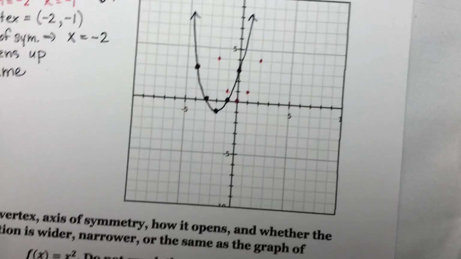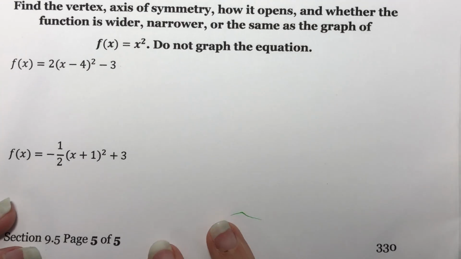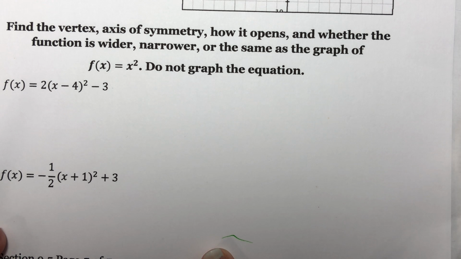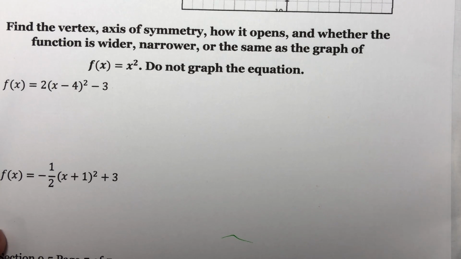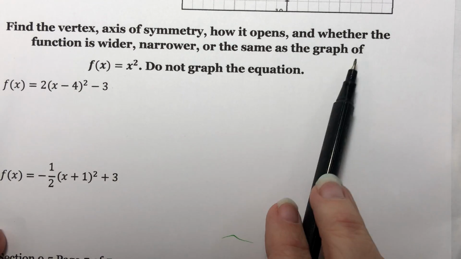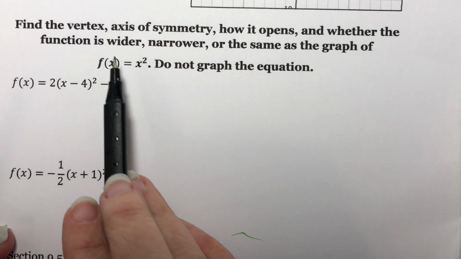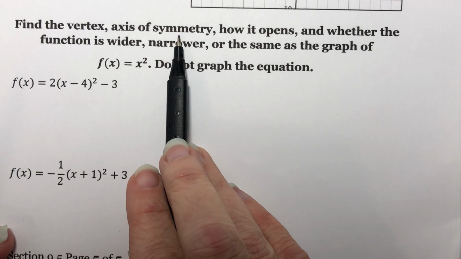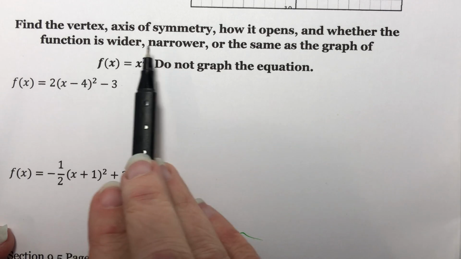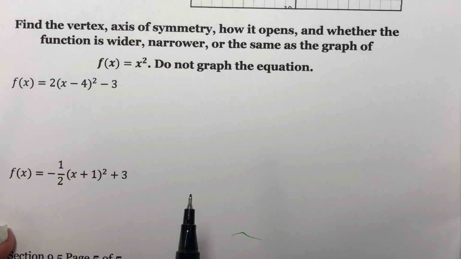Okay. Now, if you have a multiplier in front other than 1, you can't use your original 5 points, but if you know what to expect from your answer, you'll be that much better off. Okay, so let's just work these. We're just asked to identify what to expect. Okay, we want to find the vertex, axis of symmetry, how it opens, whether or not the function is wide or narrow or the same.